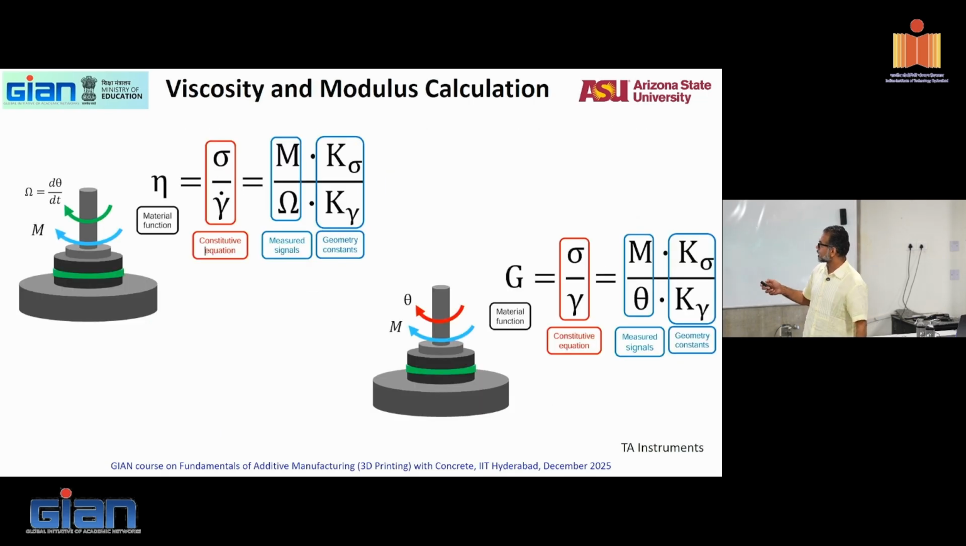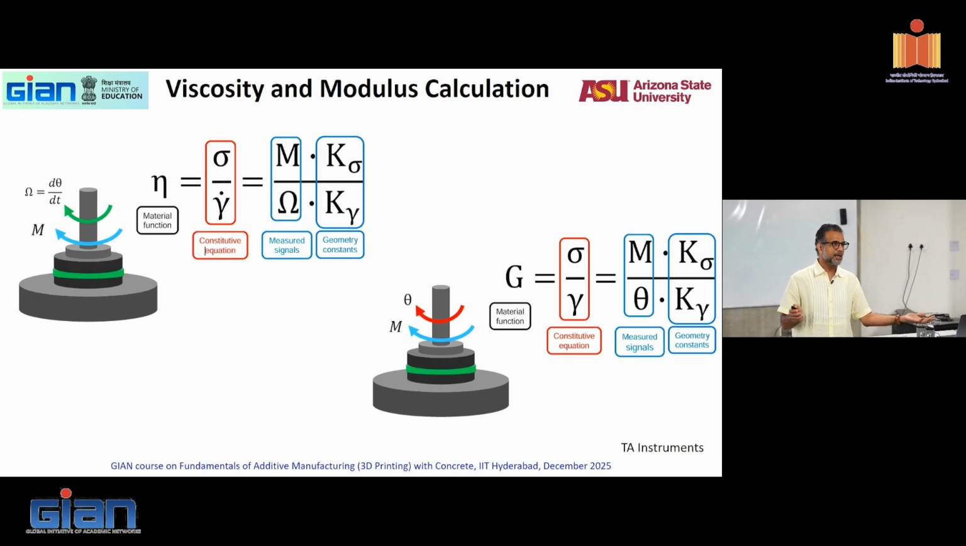So, viscosity and modulus calculation. Viscosity is stress over strain rate, right? These are the measured signals: torque and your angular velocity, correct? And then the geometry constants for stress and strain. Again, the instrument has it depending on what your geometry is.